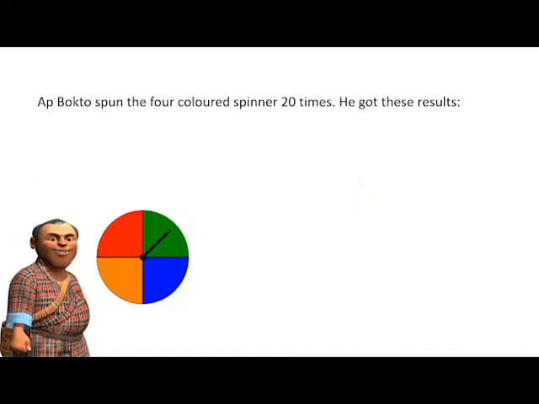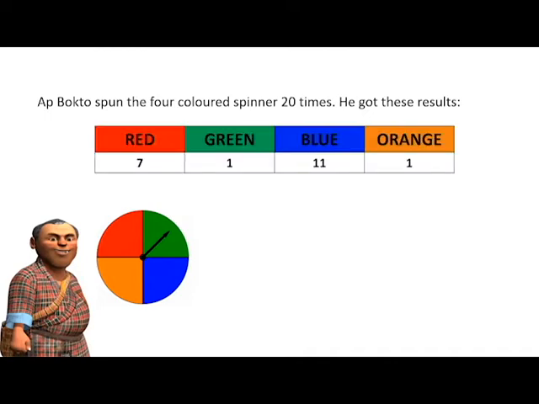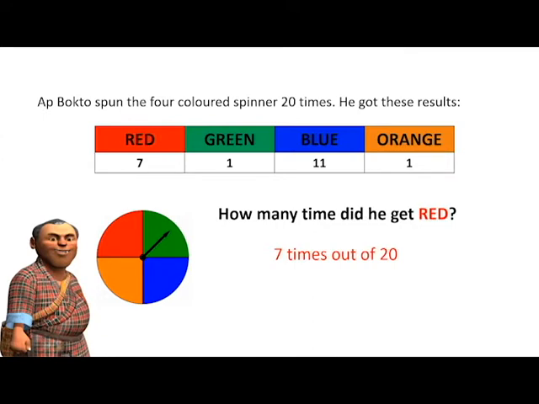Now let us see another example with Abboktur. Do you like Abboktur? Abboktur spun the 4-colored spinner 20 times. He got this result. How many times did he get red? Yes, 7 times out of 20 because he spun the spinner 20 times. Now this 7 times out of 20 can also be written in the form of a fraction. 7 over 20.